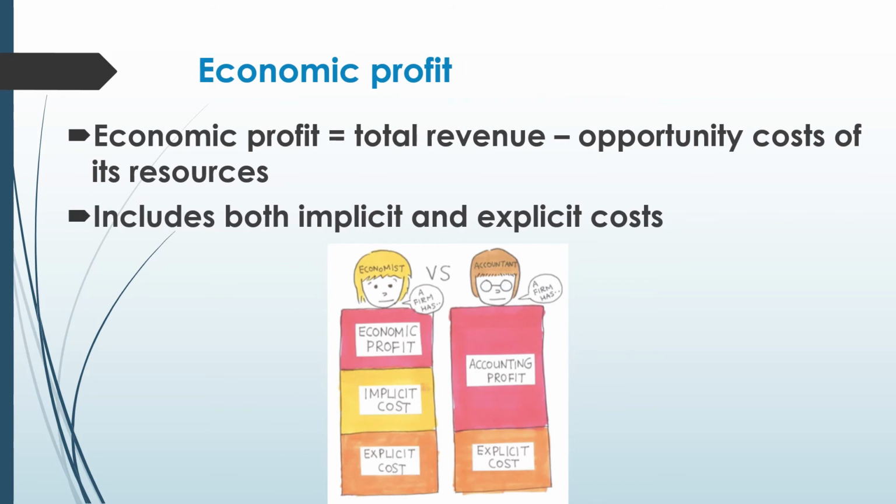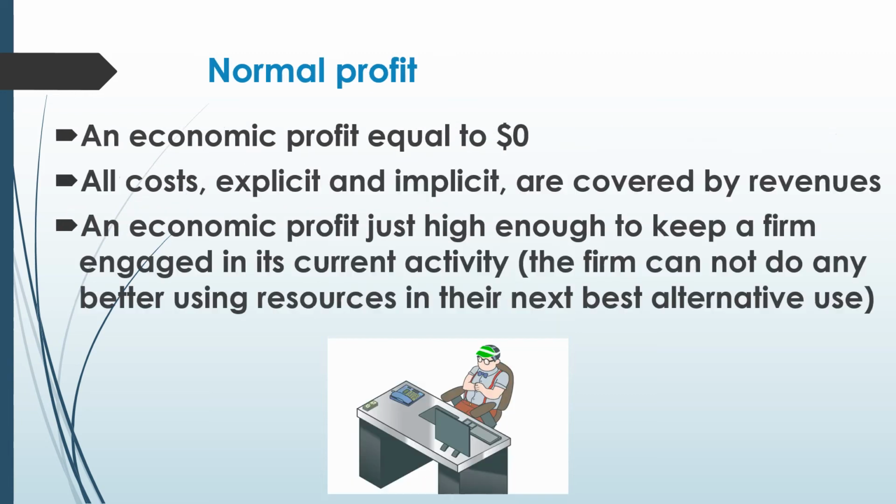Economists, on the other hand, are going to also consider the implicit costs. So the economic profit is going to be total revenue minus the opportunity costs of the resources, which include both implicit and explicit costs. So total revenue minus implicit and explicit costs, and that includes depreciation. Depreciation will be part of an implicit cost. So I'm not leaving depreciation out. It is still part of this for economic profit as well.